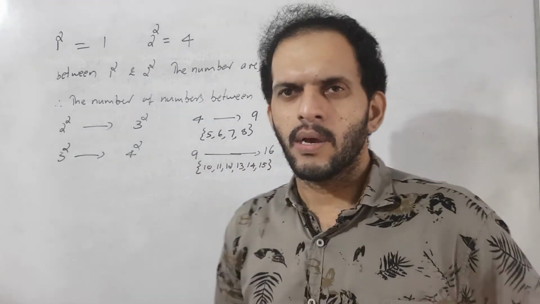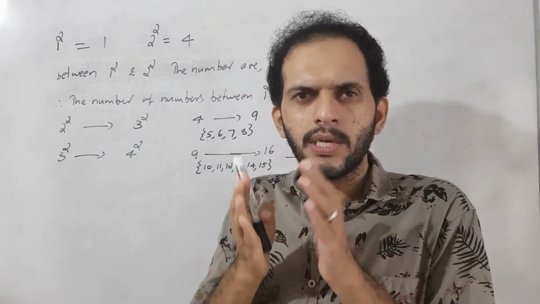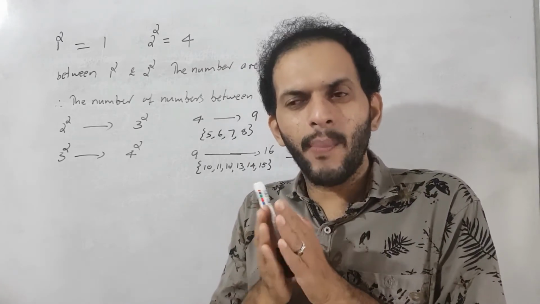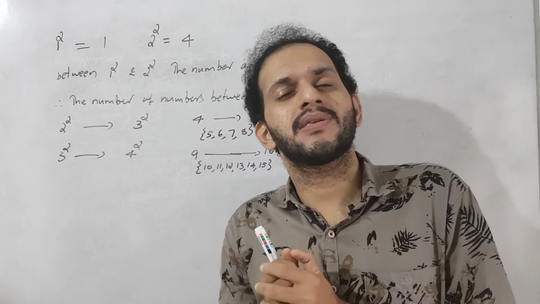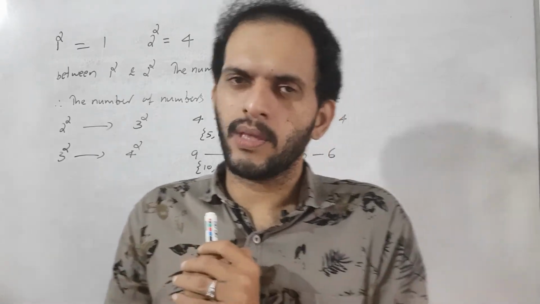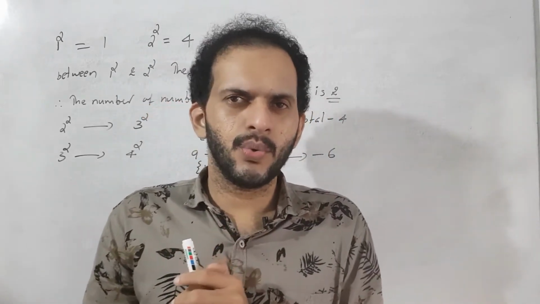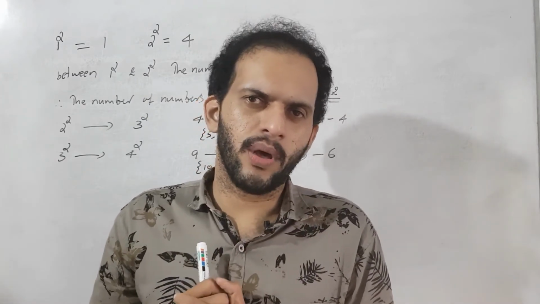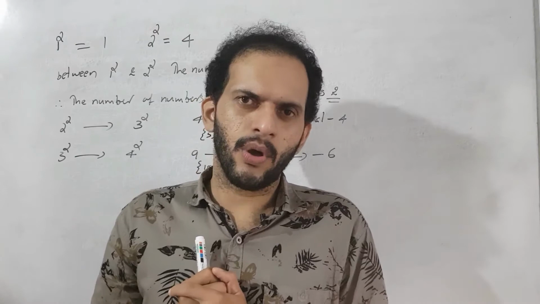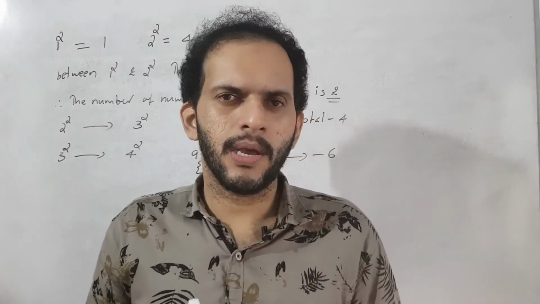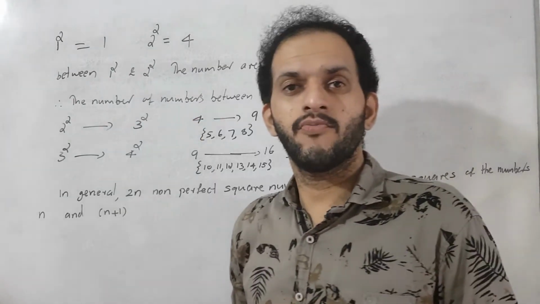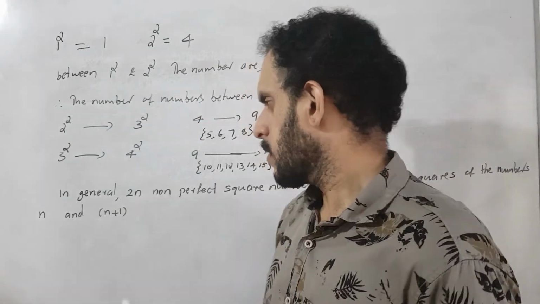So how to find the square numbers in between 7 square and 8 square? How many numbers are there in between 7 square and 8 square? That is very clear. 7 into 2 is 14. 14 numbers in between 7 square and 8 square. Yes, 14 numbers. Okay, that means we generally conclude like this.